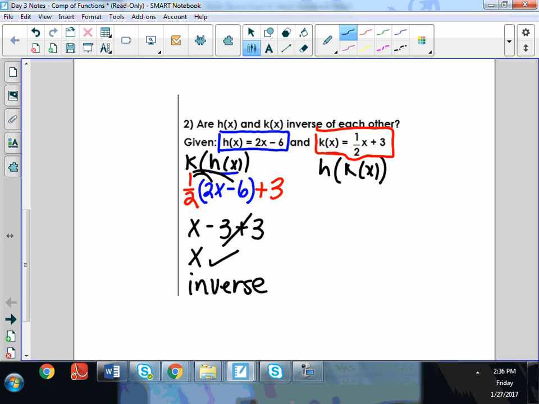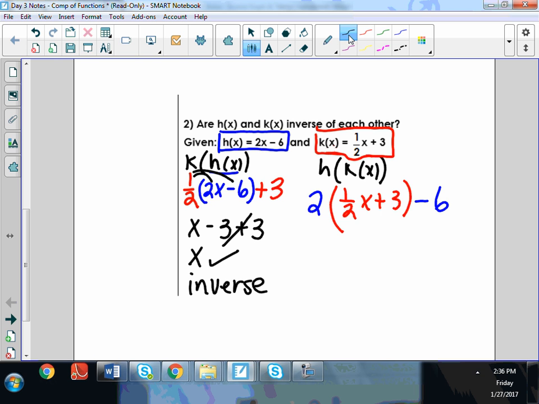Okay, so one of the harder things to do is just setting it up. So on this one, the inside is k of x. So inside I have 1/2 x plus 3. And then around it, I have to build my outside, which is h of x. So around the x, in the front I have 2 times, and in the back I have -6. You with me for setting it up?